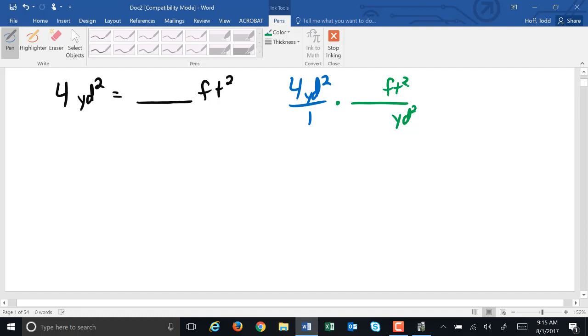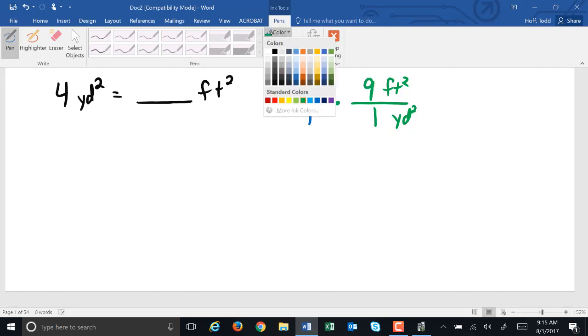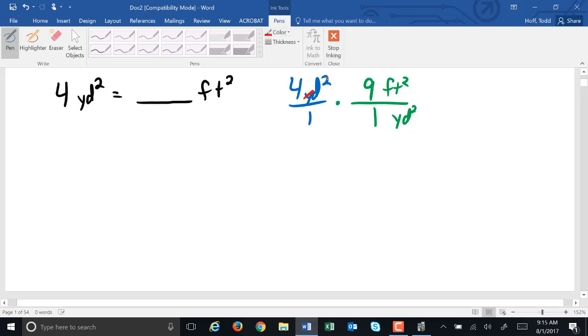What is, however, a relationship between square feet and square yards? Anybody? 9 square feet. 1 square yard is 9 square feet. Very good. There are 3 feet in a yard, and since it's square yards, it's 3 by 3, or 9 square feet. So now 4 times 9 square feet is 36 square feet. 1 times 1 is 1, so that is just 36 square feet.